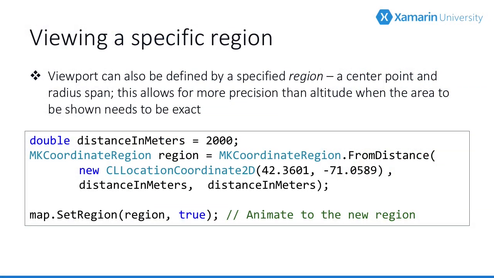Another option we have for setting our viewport is the older set region method. Now, set region is not quite as flexible as our camera method and our camera APIs. However, it does have some advantages. For instance, if we know exactly the region that we want to display in our viewport, we don't have to guess at what altitude is just the right altitude to get that framing. So for instance, here we just use a from distance and pass a center point. There are other methods, however, for getting an MK coordinate region, and you can consult the documentation to find lots of them. After that, we'll just call set region, and yes, this one also has an animate parameter available.